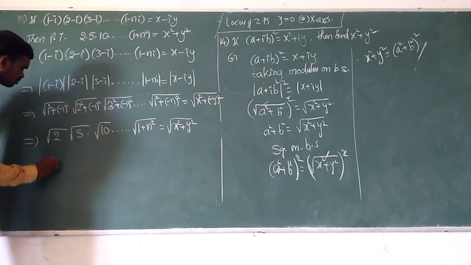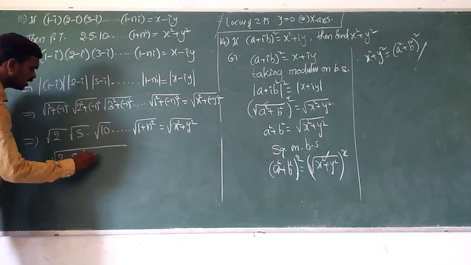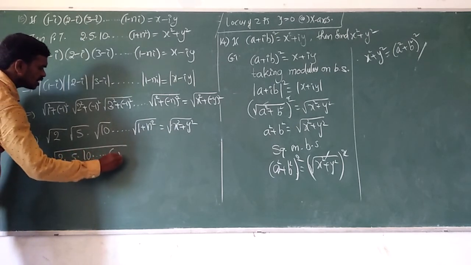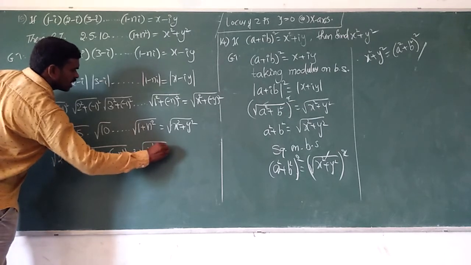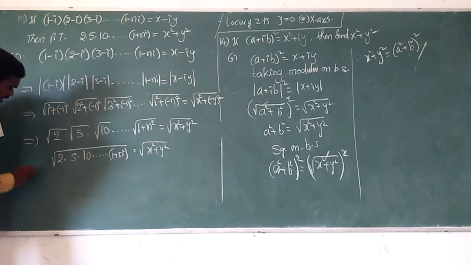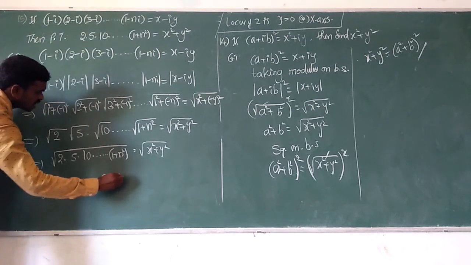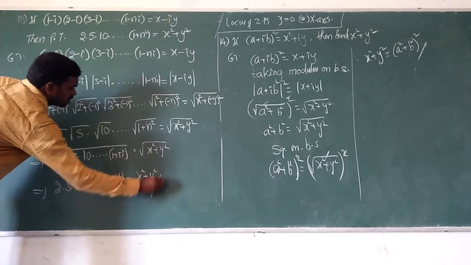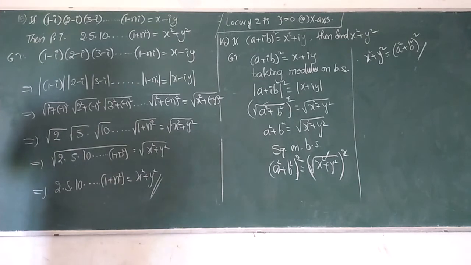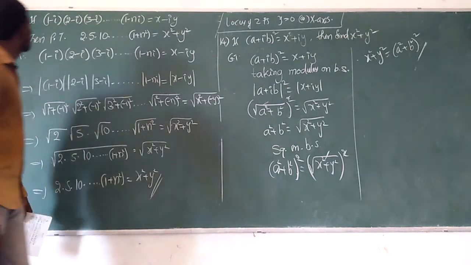You will get one more step. I'm writing root of 2 into 5 into 10 into dash dash dash 1 plus n square is equal to root of x square plus y square. So squaring on both sides you will get 2 into 5 into 10 into dash dash 1 plus n square is equal to x square plus y square. The solution. Okay.